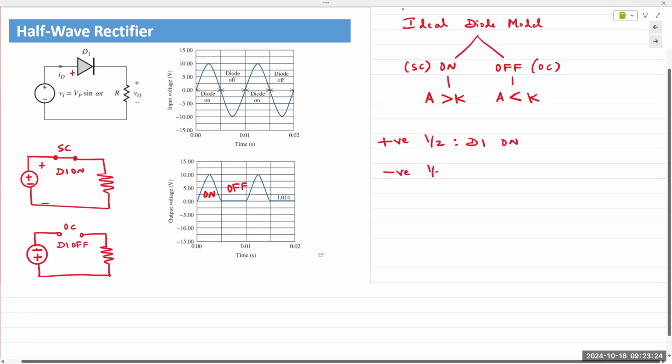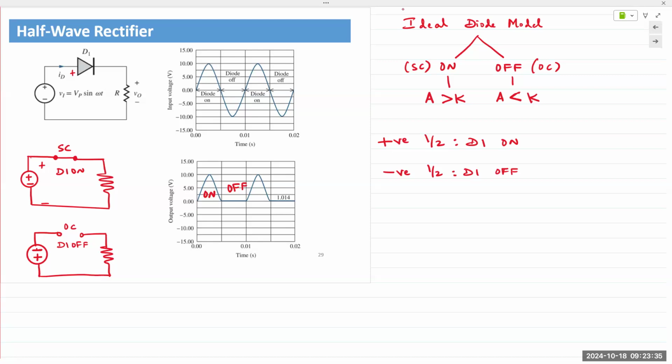So in the negative half cycle, D1 is off. And that's it. That is a half-wave rectifier.